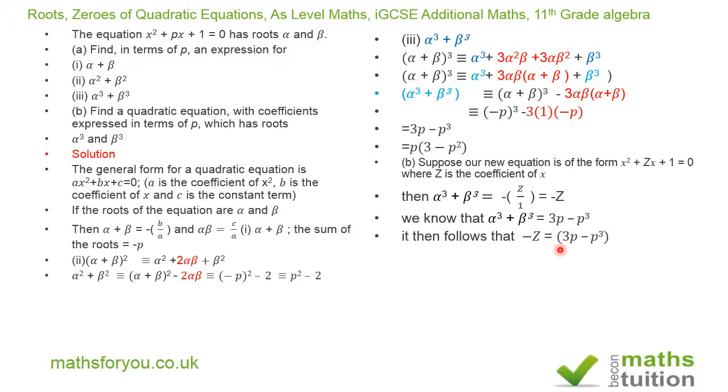Now, that means that minus z is equal to 3p minus p cubed, in which case z is equal to minus 3p plus p cubed. So if you now replace our z there, our new equation then becomes x squared minus (3p minus p cubed) x plus 1 is equal to 0. And I hope all that made some sense.